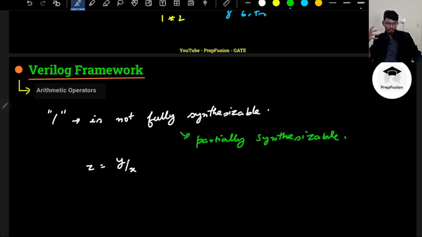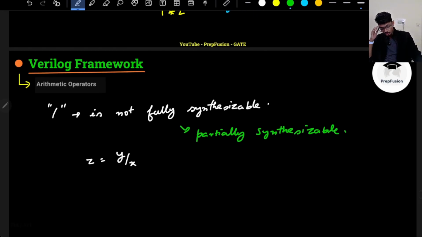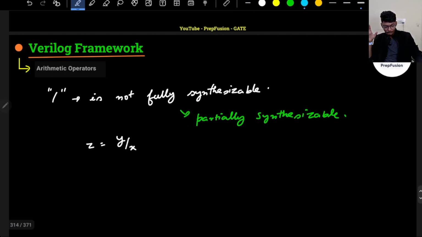Okay, what do you mean by partially synthesizable? If x is a power of 2, that is 2 raised to the power n, then I can divide it. How? I will explain. Let's say I have this number 5 and I want to divide by 2. What will be the result? If I truncate to integer, the result will be 2. Okay, because I will truncate to the nearest integer.